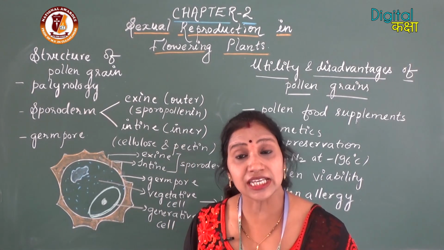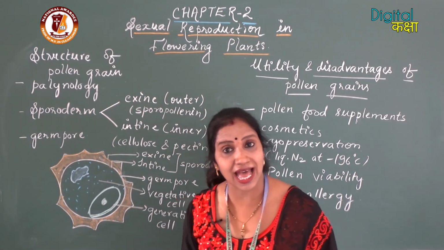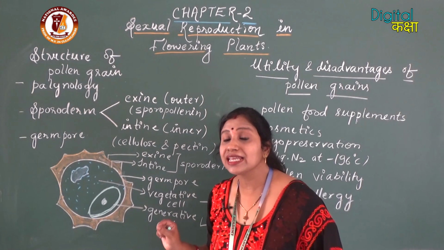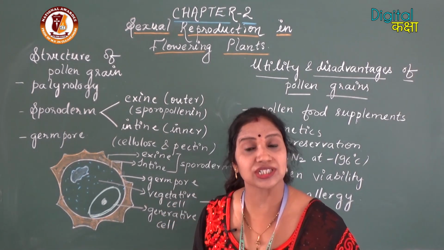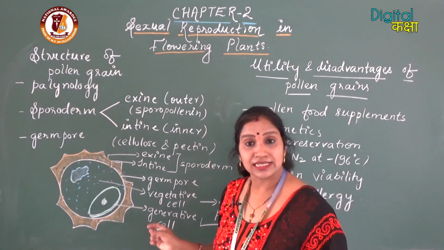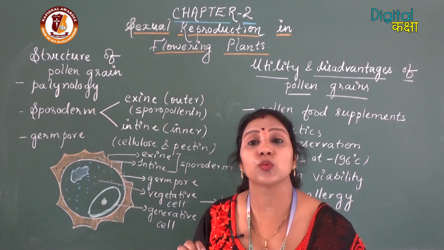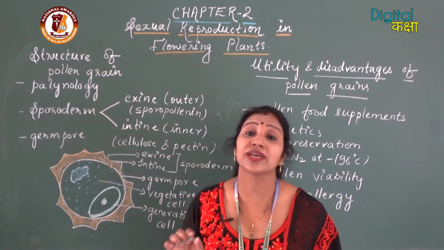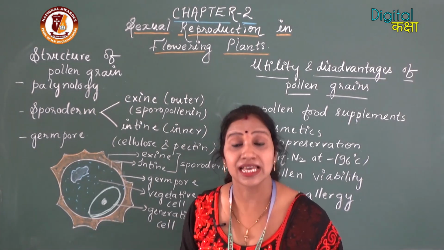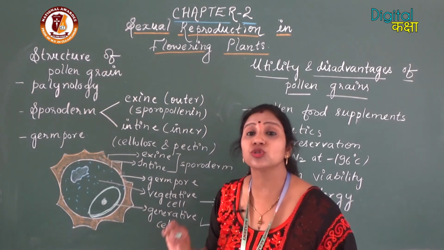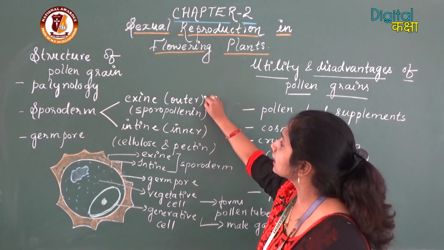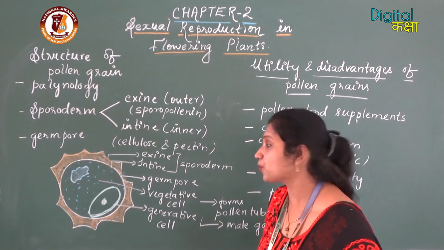Now the speciality of this sporopollenin is that it is such a chemical that it is highly resistant to high temperatures, acids and alkalis. So the sporopollenin is a chemical constituent which cannot be degraded at very high temperatures. It cannot be destroyed by acids and alkalis. Till date, no enzyme is known to degrade this sporopollenin layer. Okay, so that is the exine layer made up of sporopollenin.